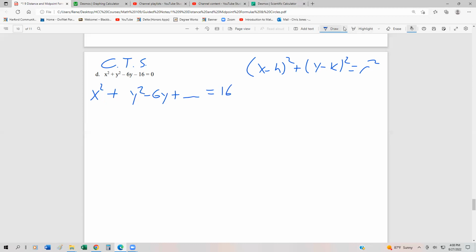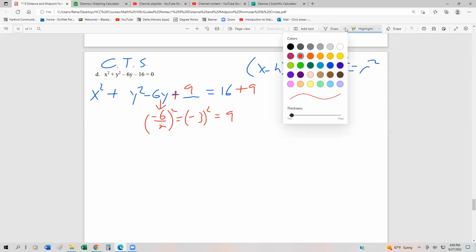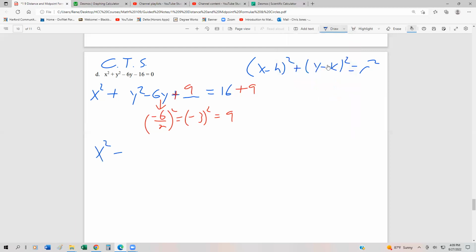Now recall from the previous video that to be able to complete the square, we're going to take half of the middle coefficient, and then we're going to square it. So that's going to be negative 3 squared, which is going to be equal to 9. So I'm going to add 9 to the left-hand side. Whenever I do the left-hand side, I better do to the right-hand side. So a couple ways to write this at this point. We can certainly write this as x squared plus y squared minus 6y plus 9 equals 27.